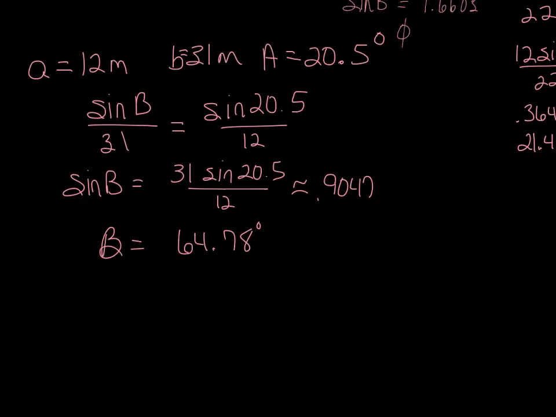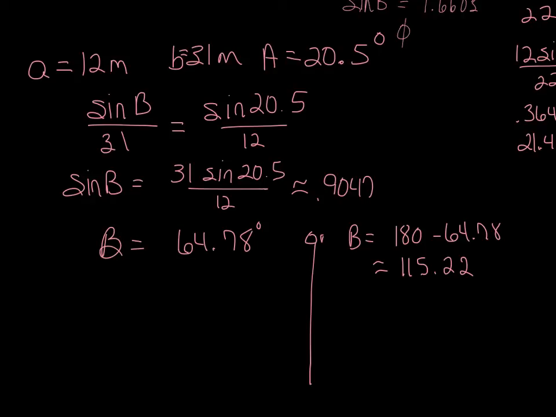Okay, so there are 2 angles that have that particular sine. One of them is in the first quadrant. B could also be 180 minus 64.78, which is 115.22. If I add 20.5 degrees to that, am I less than 180? Yes. So I have 2 triangles here. So we do left side, right side.